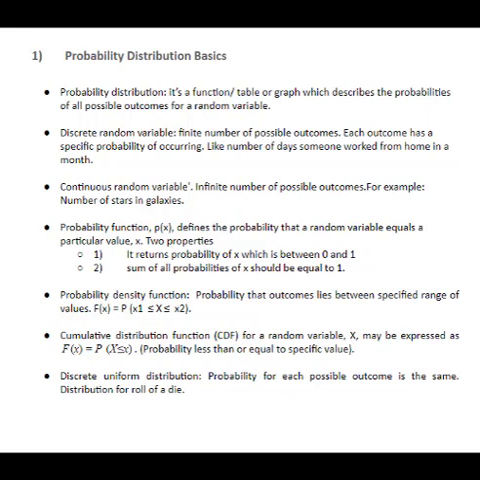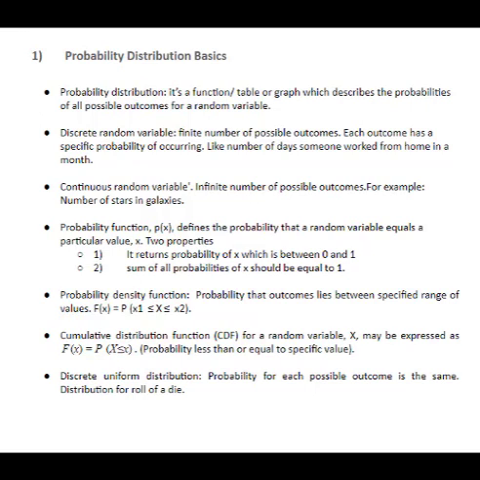Continuous random variable is where the possible outcomes are infinite numbers. It's very difficult to count. For example, the amount of rain that happened in inches, or even we can go to much more precise values, which is very difficult to count, or the number of stars in galaxies.